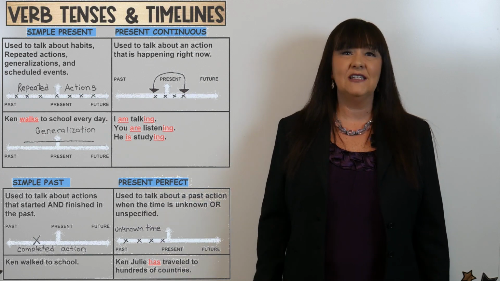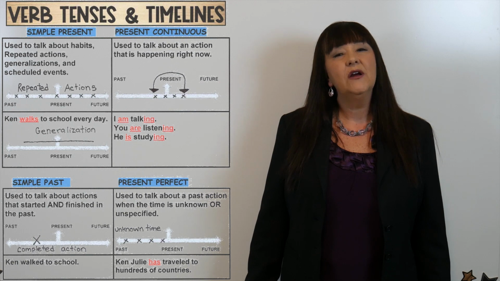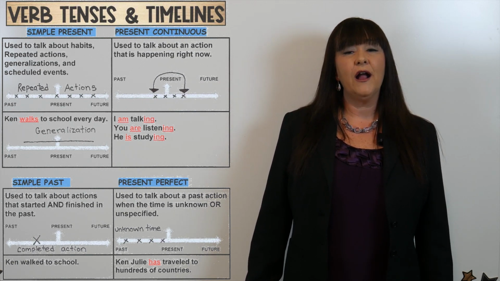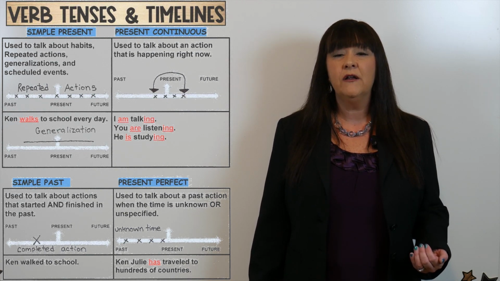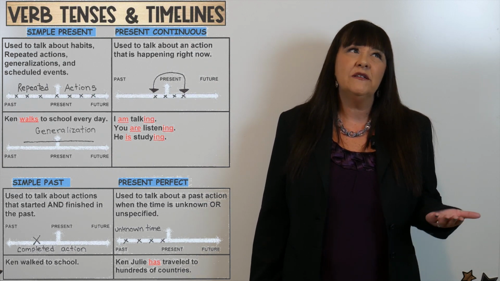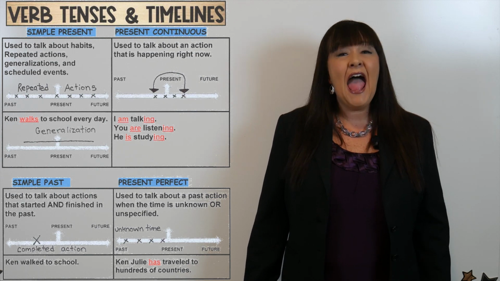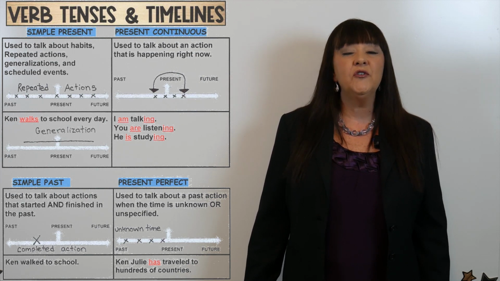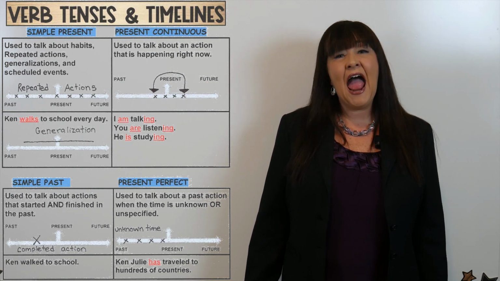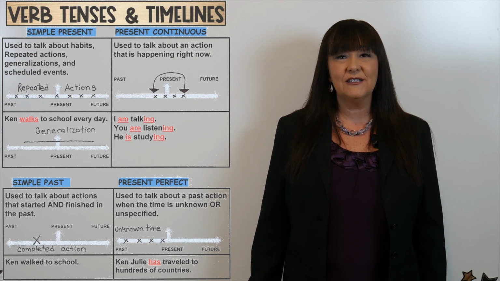And then the last tense, which sometimes can be a bit tricky, is called the present perfect. The present perfect is used to talk about a past action when we don't know exactly when it happened, so the time is unknown. For example, Julie has traveled to hundreds of countries. We often use the verb has or have before we use this tense.